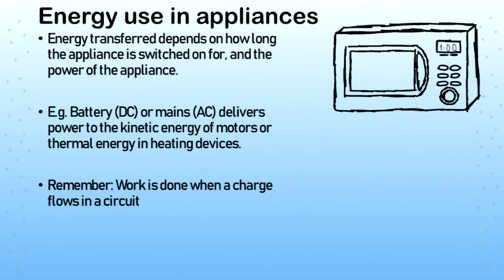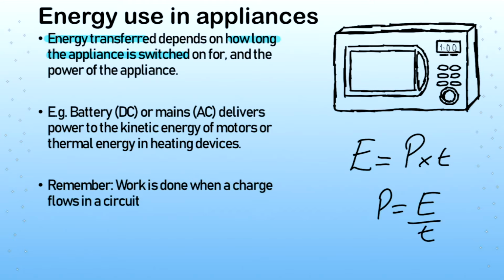So just a quick note on how energy is used in appliances with electricity. We know power is the energy transferred over time, and as a result, if power is being used, so delivering current and voltage as we just saw, the energy that's transferred depends on the time, how long the appliance is switched on for. So that goes back to our energy equals power times time, which is a rearranged version of P equals E over T. So the power of your microwave, for example, might be 850 watts, but the amount of energy that it's using is going to depend on how long you've used it for.